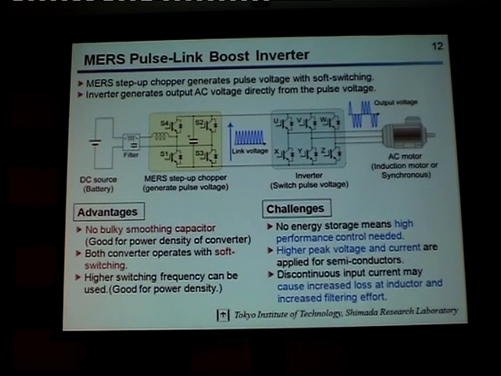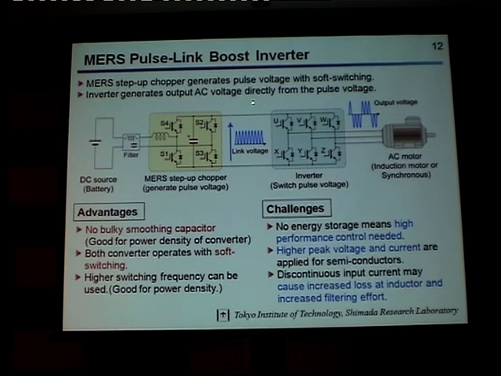So firstly, I will introduce the DC source to AC output system. The advantages already mentioned: no bulky smoothing capacitor and soft switching. By soft switching advantages, high frequency can be used, which is good for reducing the size of inductors and filters. But we have some challenges.